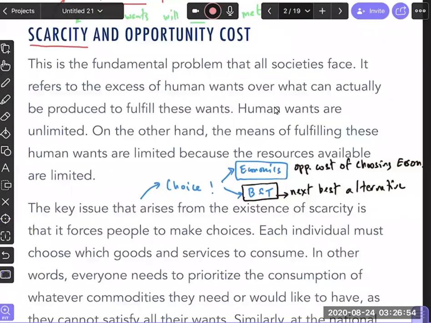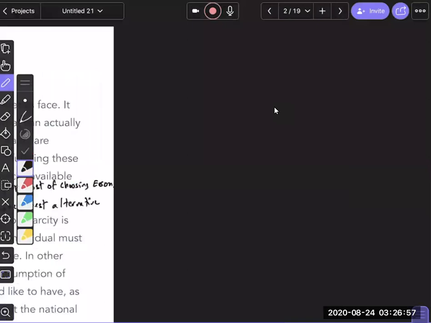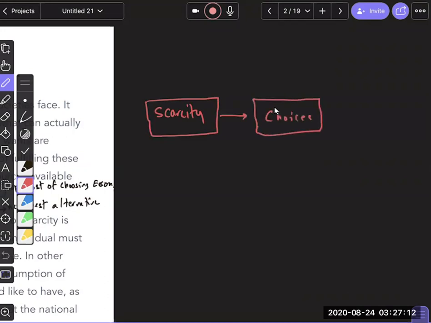So what I'm trying to say is that because of scarcity, which is basically unlimited wants and limited resources, we end up making choices. Because not all the wants are satisfied, we have to make choices. For example, if I decide to use my money to buy a laptop, and I decide not to buy a bike, then that bike becomes my opportunity cost. I want to talk about opportunity cost in detail a little later, but I just want to introduce the idea that because of scarcity, people are making choices.